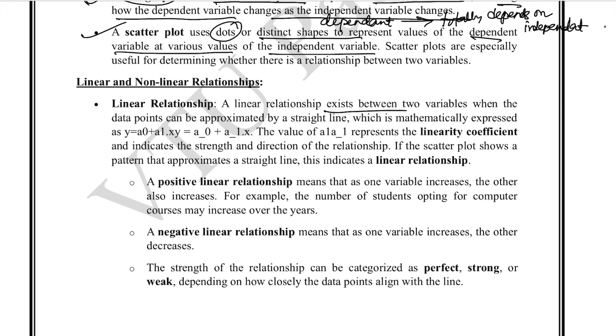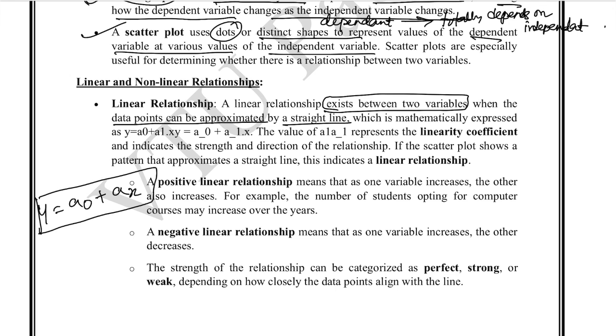A linear relationship exists between two variables when the data points can be approximated by a straight line, which is mathematically expressed as y is equal to a0 plus a1 into x, that is y is equal to a0 plus a1x. Okay, this is the formula for that. The value of a1 represents the linearity coefficient and indicates the strength and direction of the relationship. If the scatter plot shows a pattern that approximates a straight line, it indicates a linear relationship. That is nothing but your a0 plus a1x. The a1 is your linearity coefficient, which indicates the strength as well as the direction.